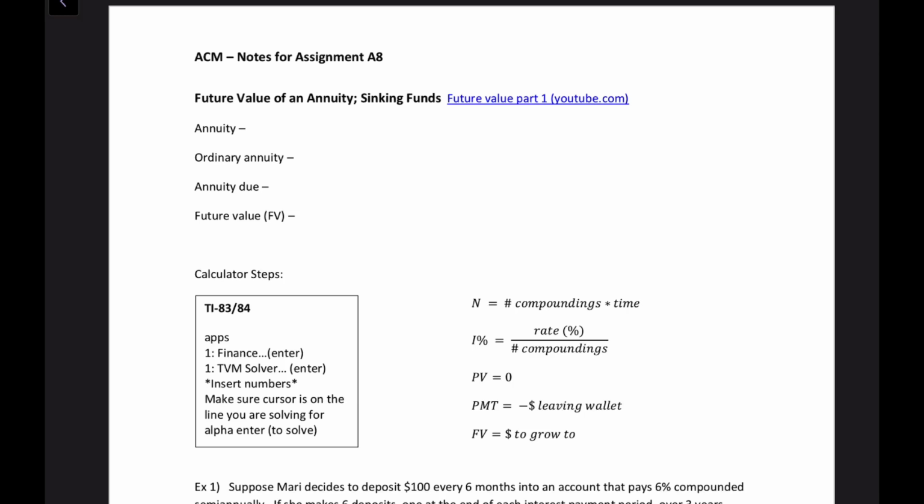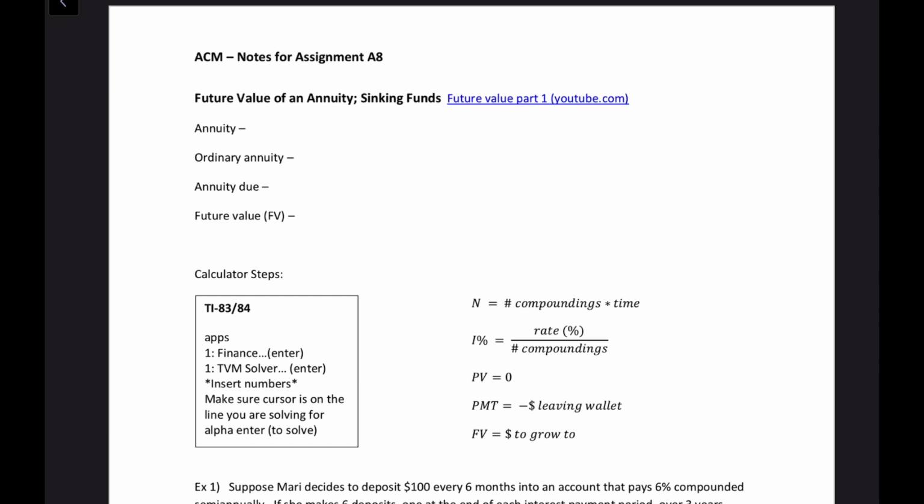Hey there. This video will be an introduction for your A8 notes. You have other links here that will go through definitions and the rest of the problems. I'm not going to redo all the problems, but when these videos were first made, we used a calculator on the computer to do these future value problems.